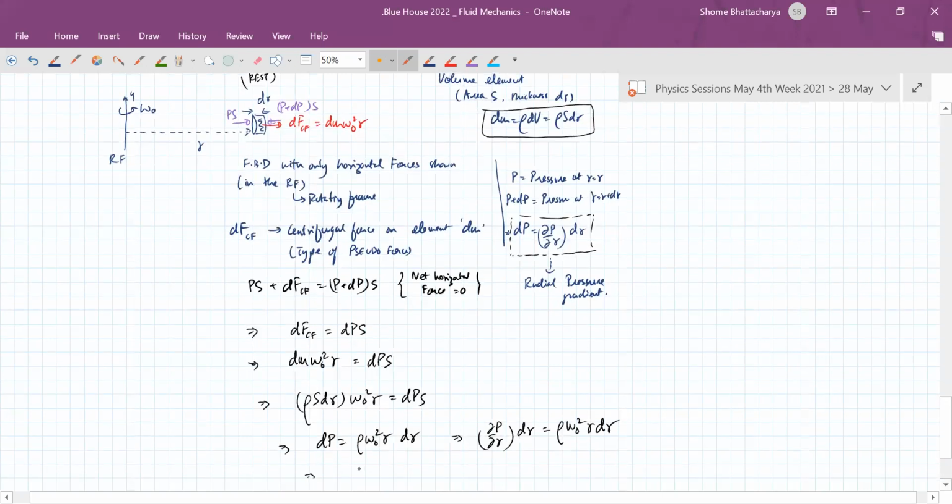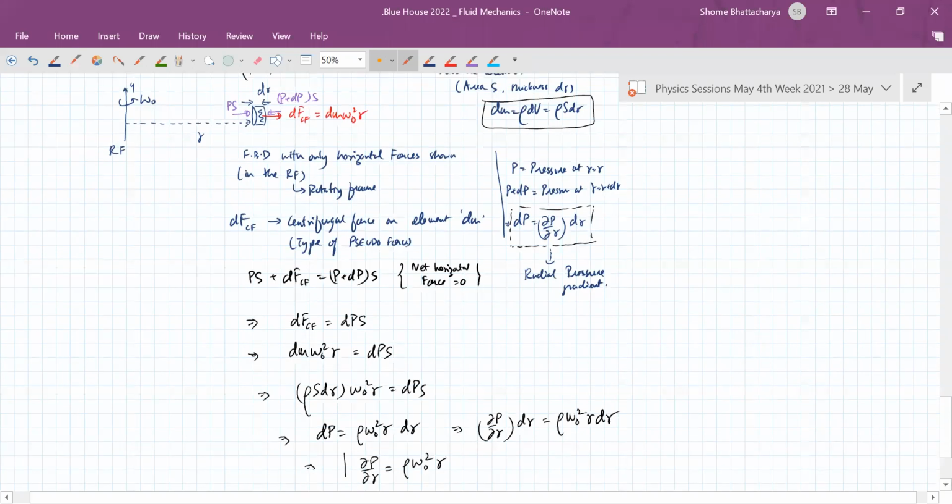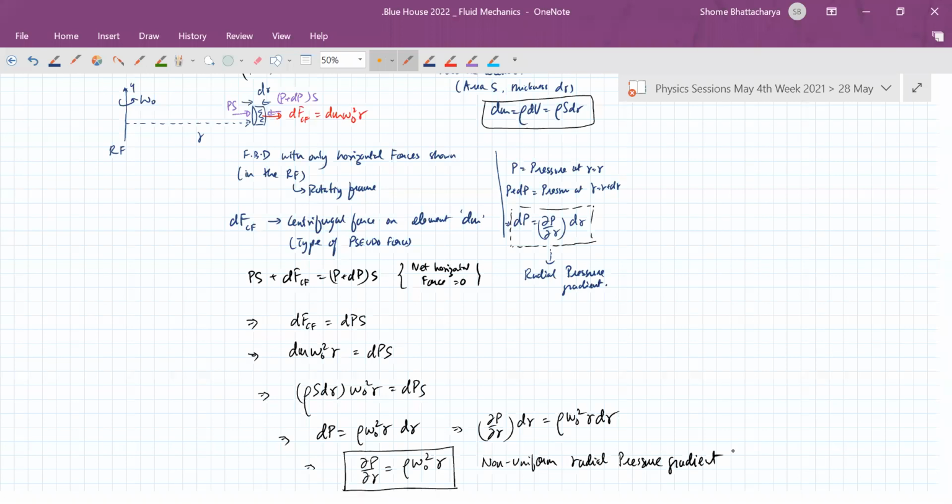So from this we can see that the radial pressure gradient is like this. It is an instance of a non-uniform pressure. So it is directly proportional to r. It's not a constant. So the further away you are from the axis of rotation, the more the rate of change of pressure, del P by del r. At the axis where r is tending to 0, the pressure gradient del P by del r is also tending to 0.